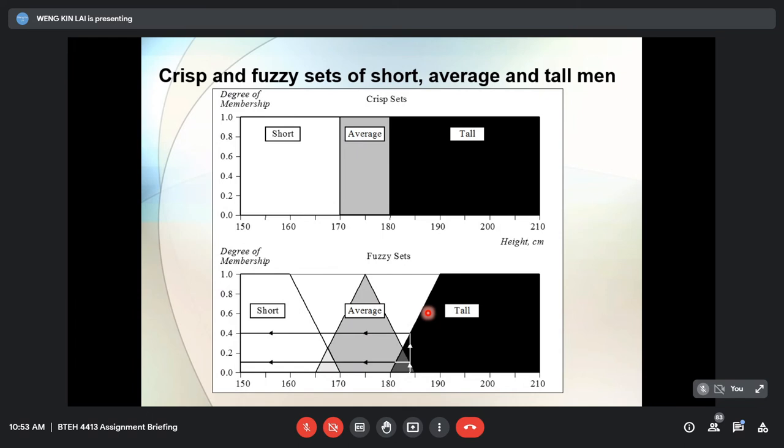Chunyi, does it clarify? I think I understand it. Basically, you have to apply it. When you apply it, you can't be playing short again, isn't it? Between short and average, so you call it something.